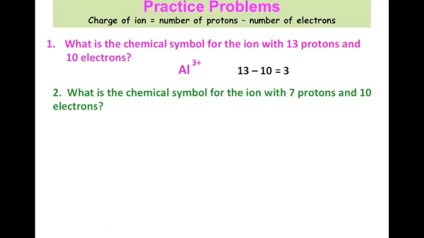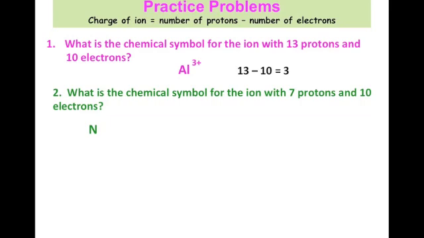This problem reads, what is the chemical symbol for the ion with 7 protons and 10 electrons? Well, again, first thing we want to do is figure out the symbol for the element, and we're going to look at the number of protons, which is also the atomic number for that element. On your periodic table, the element that has atomic number of 7 is nitrogen. So the chemical symbol for this ion is N.